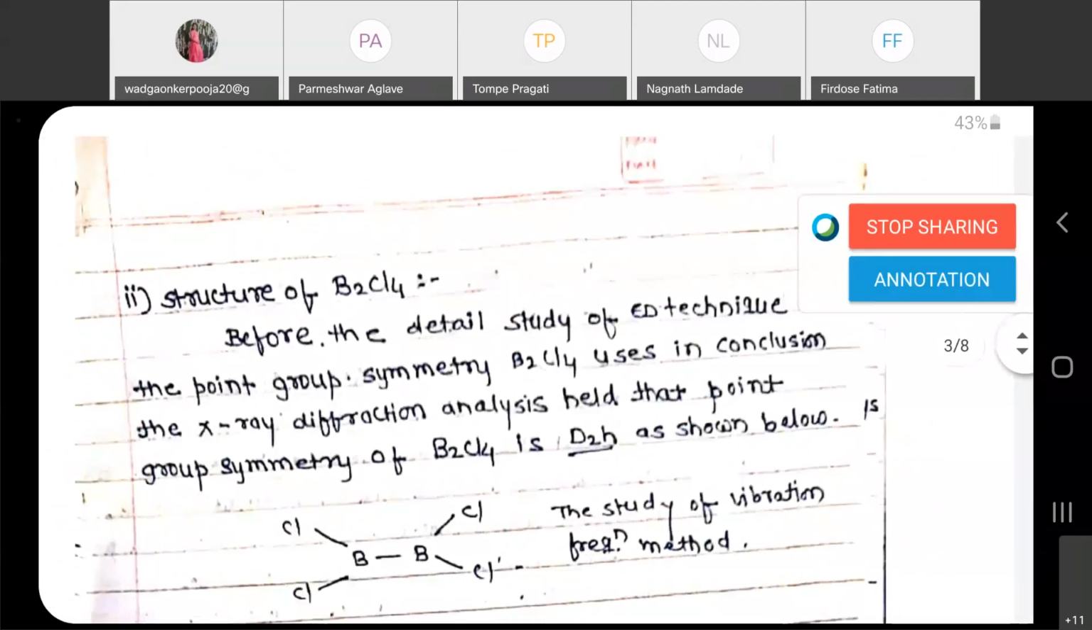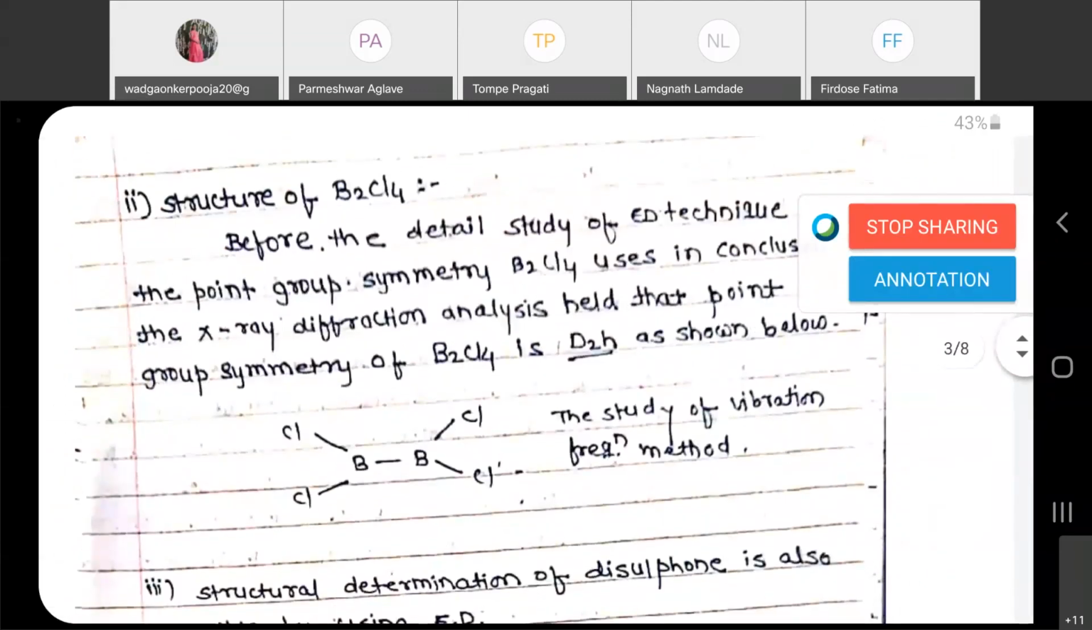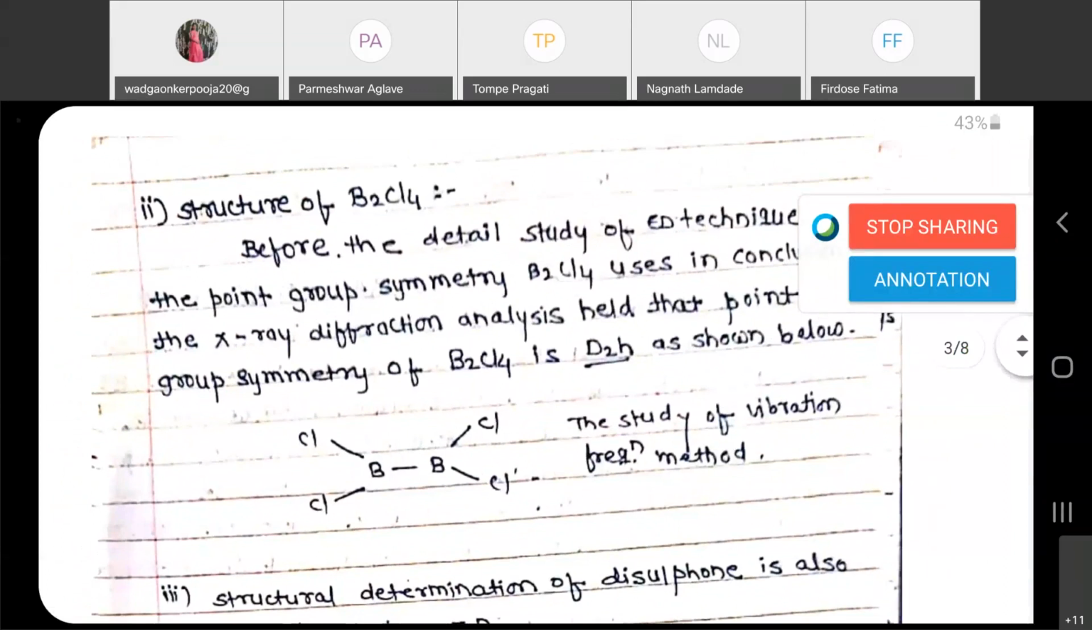Now, this one is quite interesting again. And because you have learned your group theory, you will notice it even better. So, the structure of B2Cl4. Whatever this B2Cl4 is, we can study it by using the electron diffraction technique.